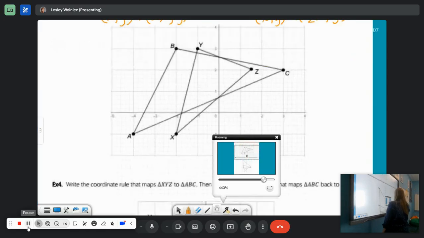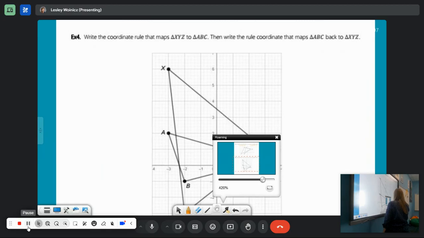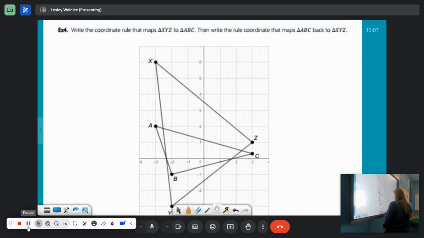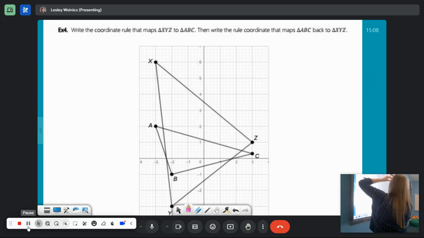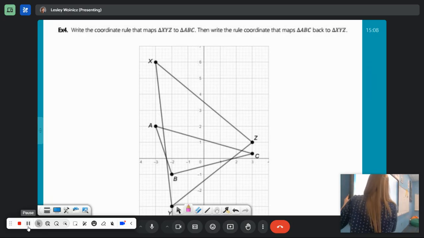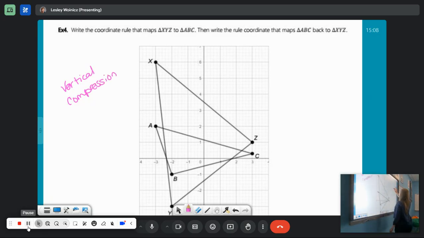All right, let's try this one. This one's huge. Who made this? So this time we're going from XYZ to ABC. So this side is my vertical compression. Go ahead and write a coordinate rule. And this side would be the opposite, a vertical stretch.